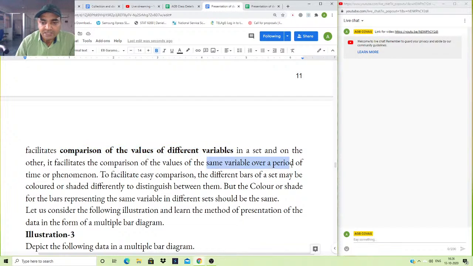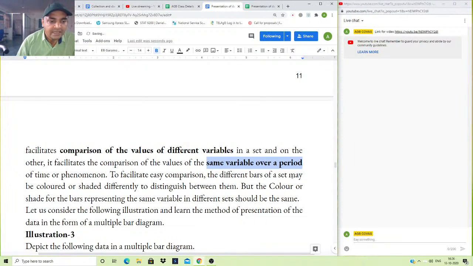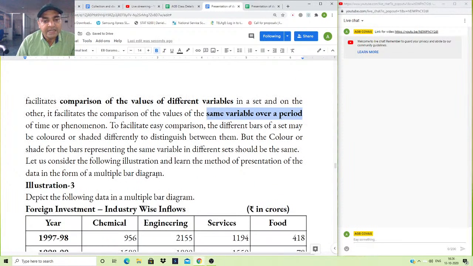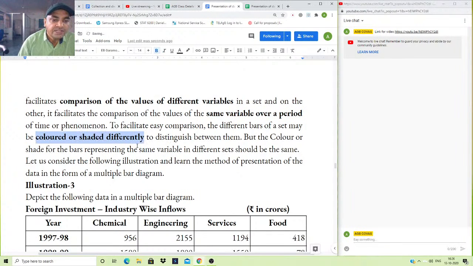So you will appreciate this when I show you the multiple bar diagram. To facilitate easy comparison, the different bars of a set may be colored or shaded differently. Okay, so different colors should be used so that they can be differentiated from each other. But the color or shade of the bar representing the same variable in different sets should be the same. Okay, that is, the same variable at different periods, their color should be the same.